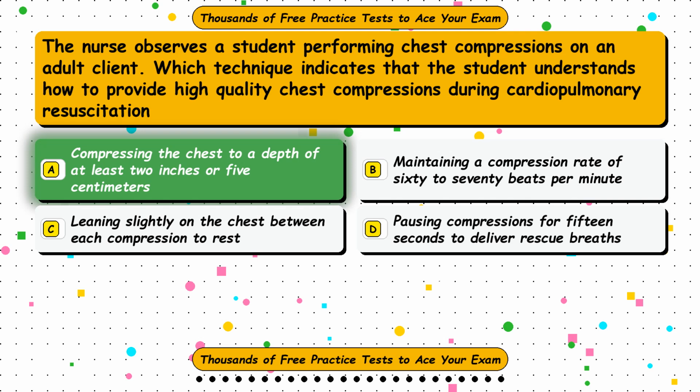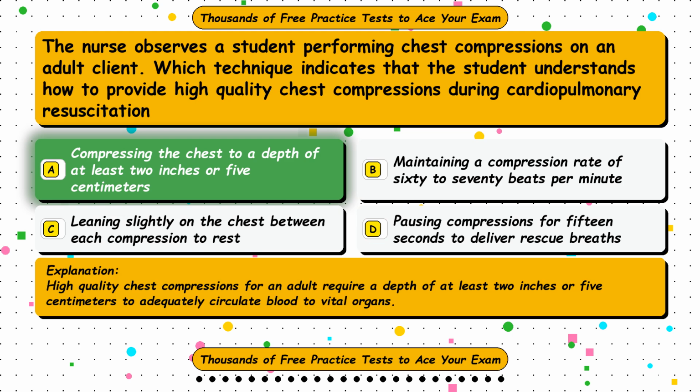The correct answer is option A, compressing the chest to a depth of at least 2 inches or 5 centimeters. High-quality chest compressions for an adult require a depth of at least 2 inches or 5 centimeters to adequately circulate blood to vital organs.